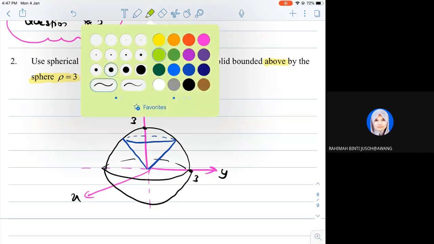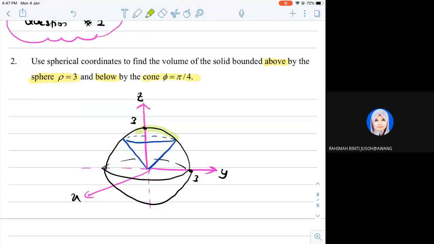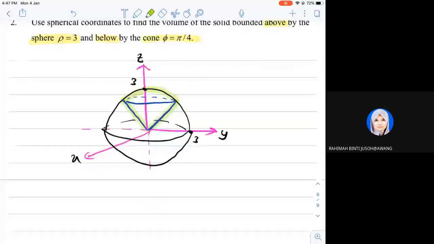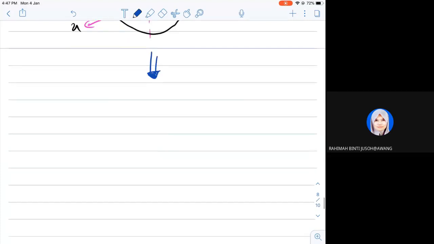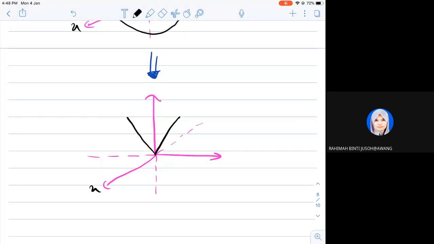So, the question says bounded above by the sphere and below by the cone. So we just have an ice cream cone, isn't it? Like an ice cream cone, right? So if I re-sketch the region, it should look like this. Okay, I will have this. This is X, Y, and Z.